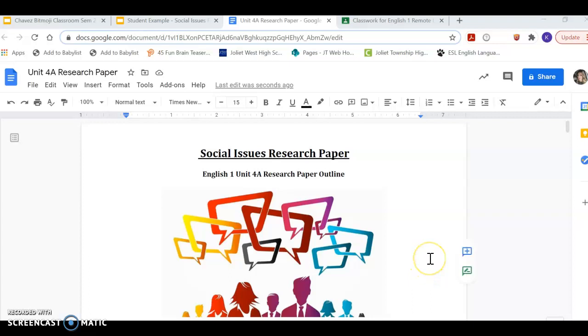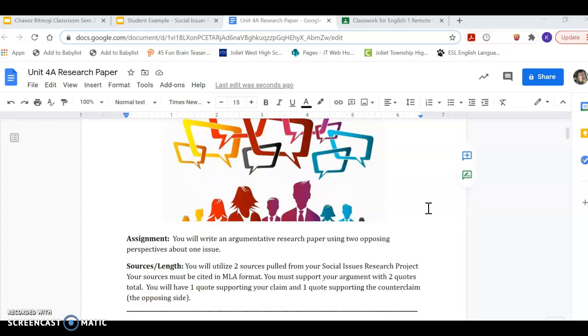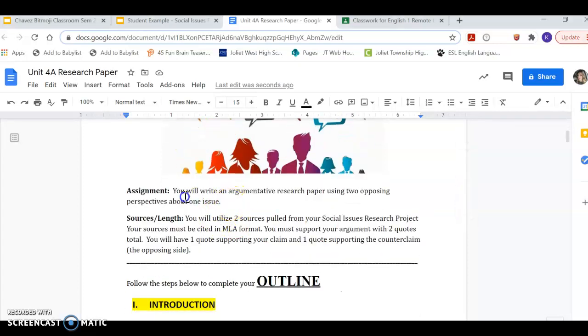Today in class, we started our social issues research paper. You can find this document on Google Classroom at the top of the stream. This outline will be your first summative of the semester, and it's using the research that you did last week on your social issues research project. The assignment says you will write an argumentative research paper using two opposing perspectives about one issue.